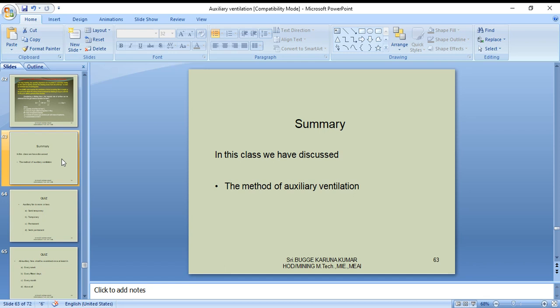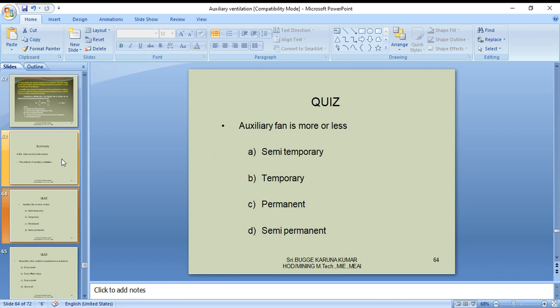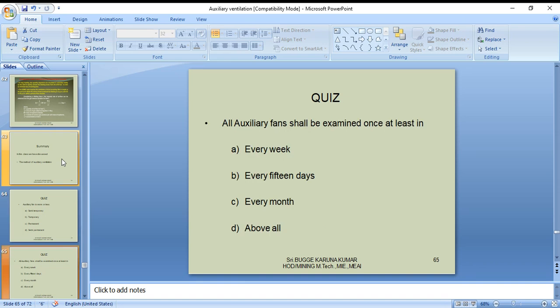I have prepared some quiz questions, which are helpful for competitive examinations, the ESET examination, and also Coal India, Singareni and JMET examinations. Okay, an auxiliary fan is more or less semi-temporary, temporary, permanent, or semi-permanent. You can say it is purely temporary, not semi-permanent or permanent. So you can choose the answer which is correct.